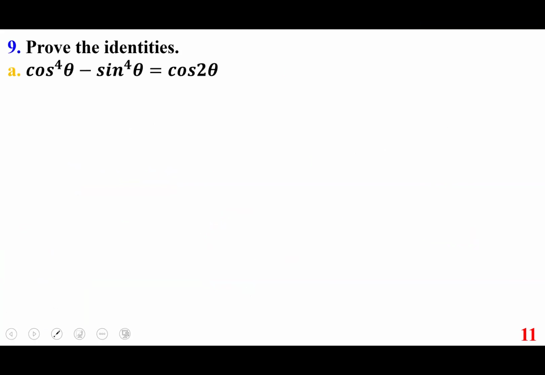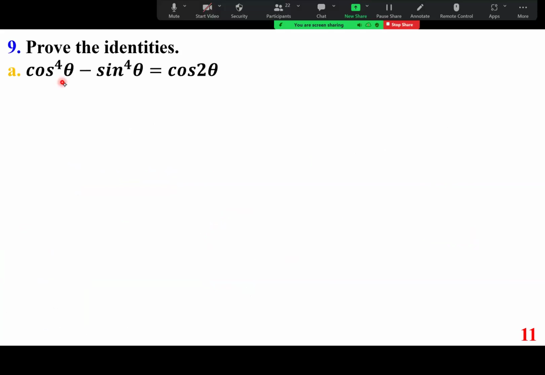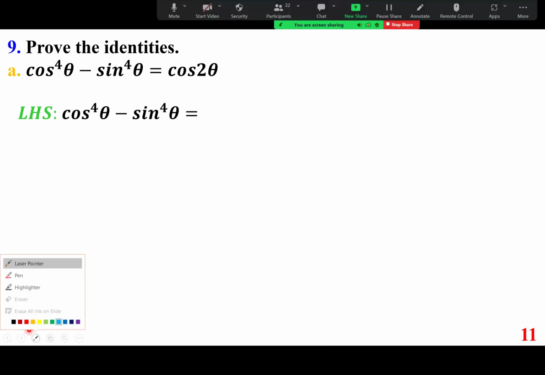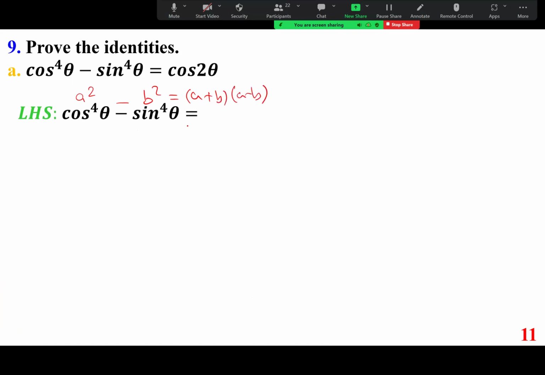We're going to prove the identity cosine to the power of 4 theta minus sine to the power of 4 theta is equal to cosine 2 theta. Again, start with the more complicated side, namely the left-hand side, and use the fact that a squared minus b squared is a plus b, a minus b.